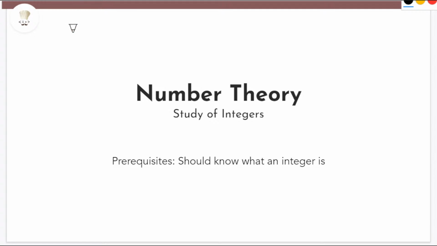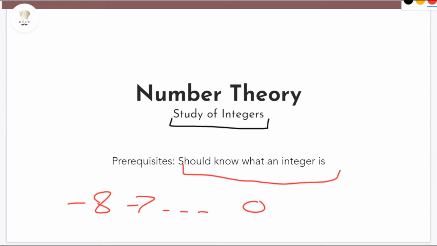So number theory is a simple study of integers, right? Many of you might be wondering what are the prerequisites to studying this class. You should know what an integer is, right? Even if you do not know what an integer is, do not worry. I'll just tell you what an integer is right now. It's just the set of all negative numbers and positive numbers, like -8, -7, 0, 1, 2, 3, etc. This is what an integer is, right? So I'll be starting from the absolute basics and going up until the advanced level.